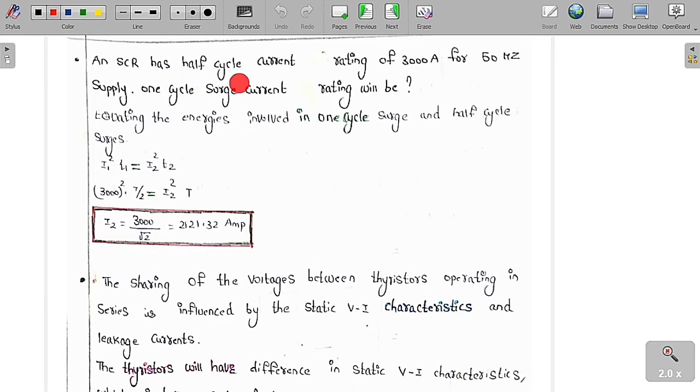An SCR has a half cycle current rating of 3000 ampere for 50 hertz supply. One cycle surge current rating will be.